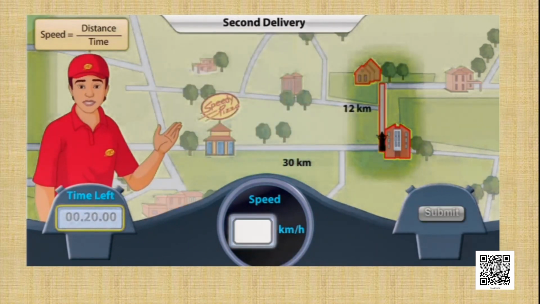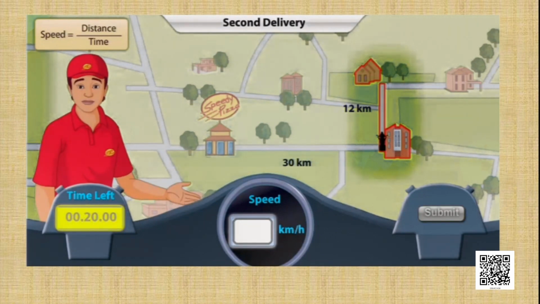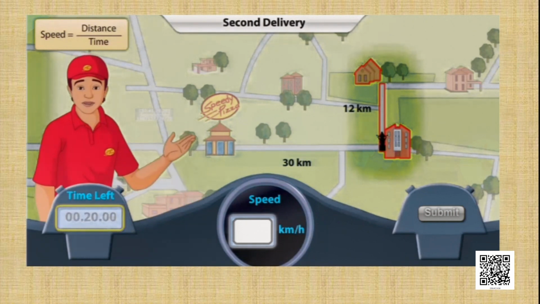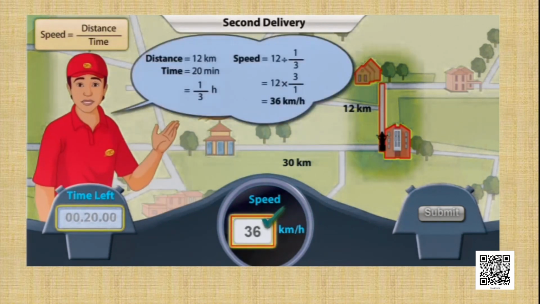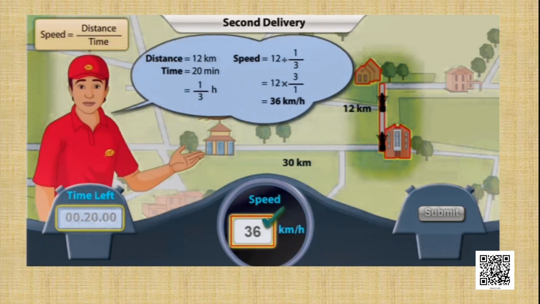Phew. My next delivery is 12 kilometers away and I have to reach there in 20 minutes. At what speed should I drive there? Enter the correct speed in the speedometer and click submit. You got it! I have to travel at a speed of at least 36 kilometers per hour to get there on time. Let's speed away!